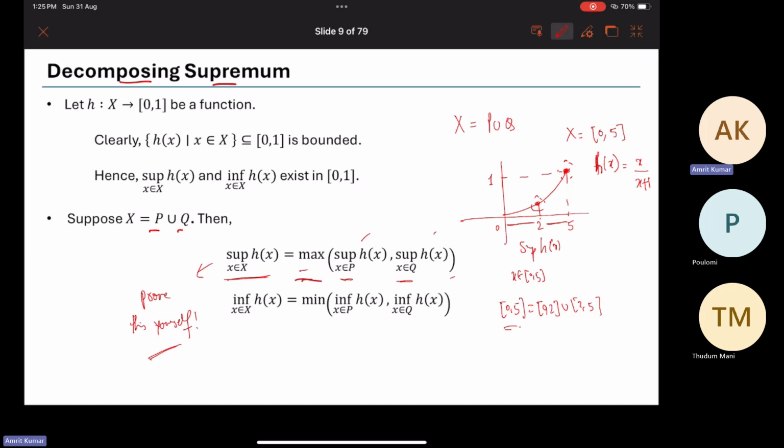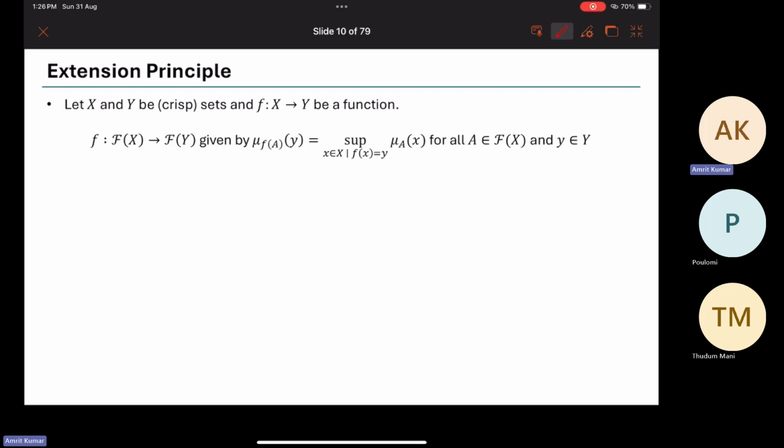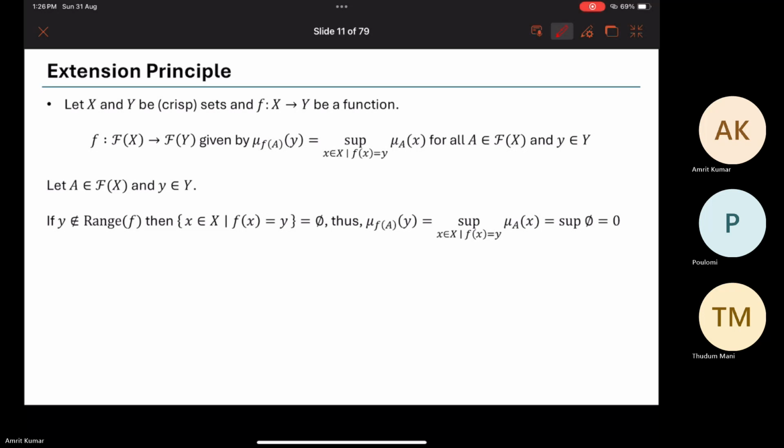Now, this is going to help in the following way. This is basically the definition of how we extend a function f from X to Y to a function from fuzzy sets of X to fuzzy sets of Y, right? Now suppose I take a fuzzy set A over X, then we know that when we apply f to it, I get a fuzzy set over Y, and this is how the membership function of f(A) is going to look. Now let us evaluate this membership function at y.